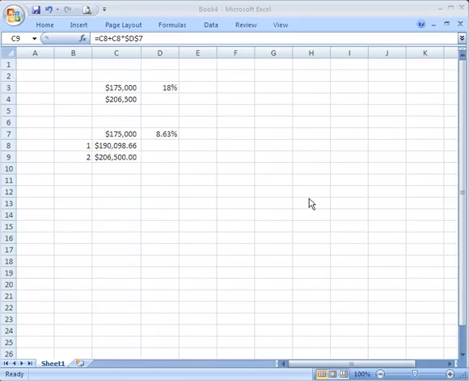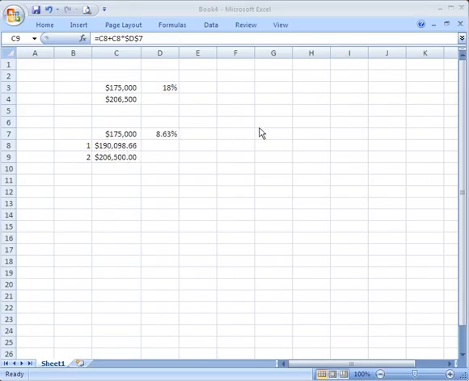Here's the second way to solve question 5 for Unit 5. What you see in front of you is the spreadsheet we got for the first solution. We started out by saying that a $175,000 loan at 18% a year would rise to $206,500 at the end of the year. Then we looked to see what would happen to the loan in 6-month periods, and we found that at the end of one 6-month period we owed $190,098.66.